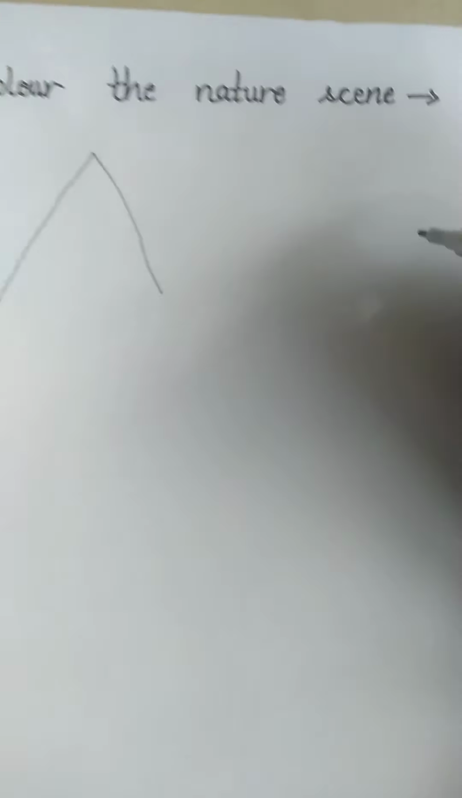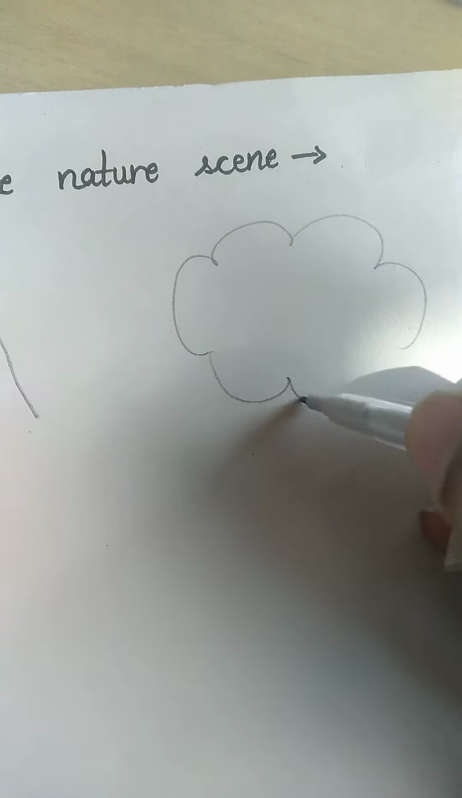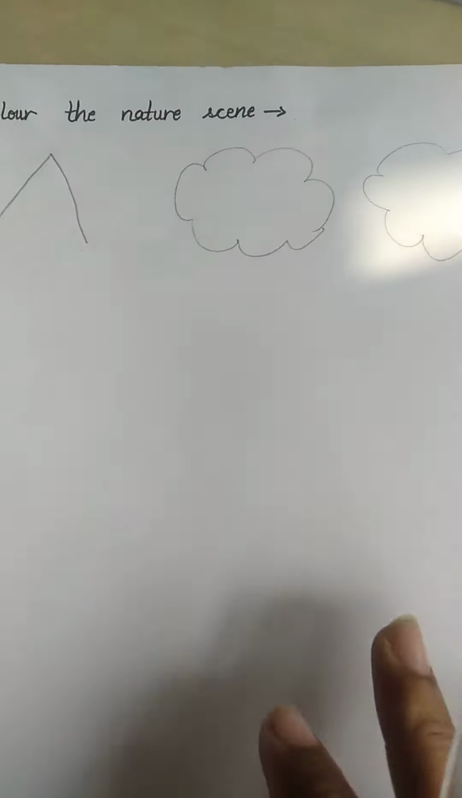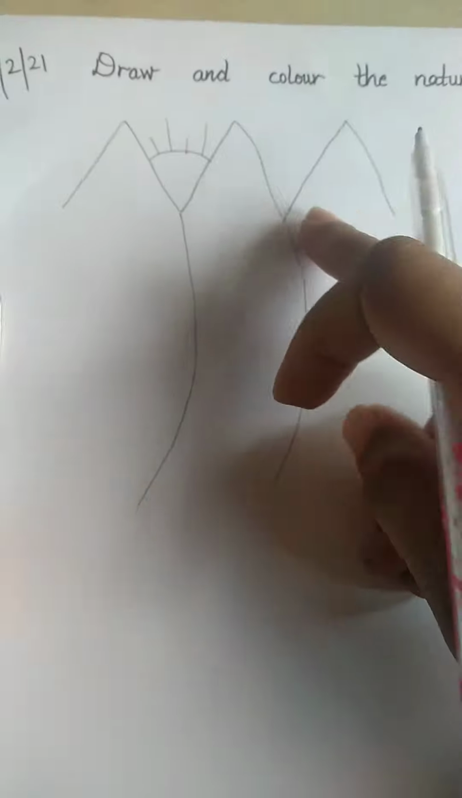पहाड़ में से धूप निकलते हुए नजर आती है ना, तो हम सन बनाएंगे like this, rays. Okay, we can make some clouds also like this. Okay, in this way, and you will make the river in this way.